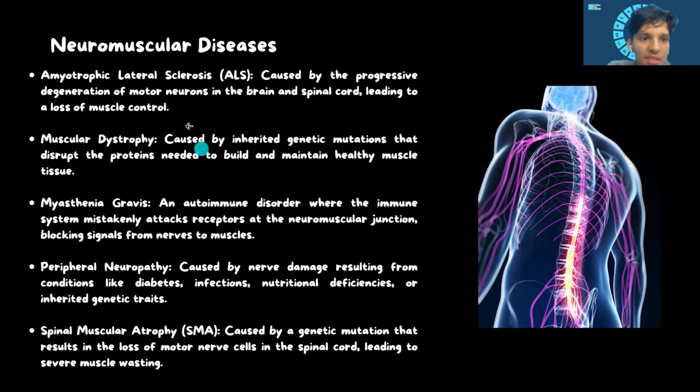Muscular dystrophy is kind of genetic. It disrupts the proteins needed to build and maintain healthy muscle tissue.